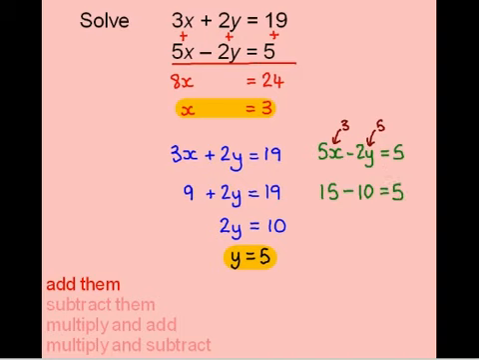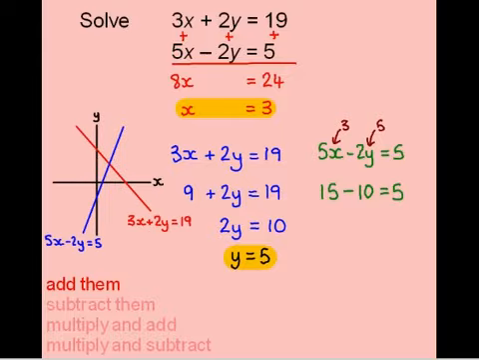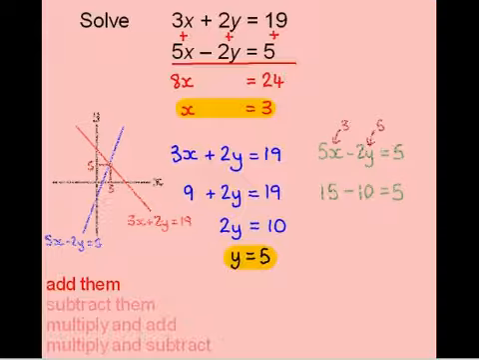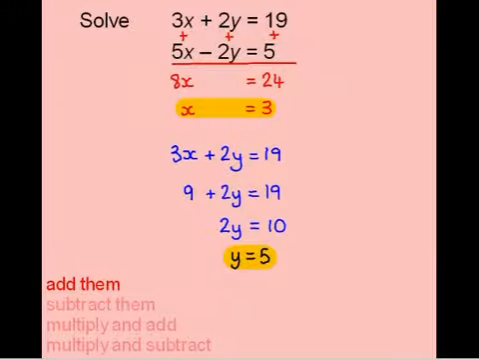Just out of interest, if I was to draw these two graphs, they would look like this. And the answer that I've just found is here, where the two lines cross. I have x equals 3 and y equals 5. So to summarise, I got rid of the y's by using one of my techniques, and here are the answers.